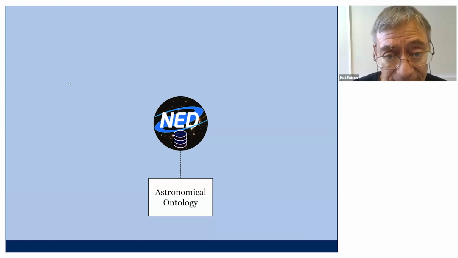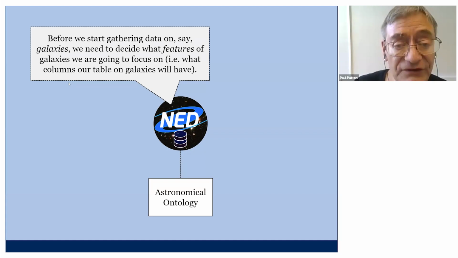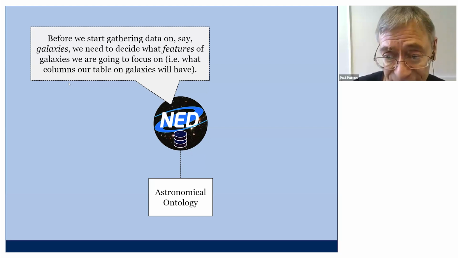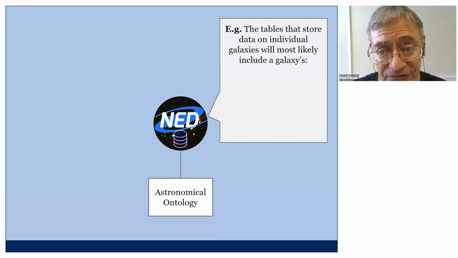Now let's look at this in a bit more detail. Before we start gathering data on something like the features of galaxies, we need to decide which features of galaxies we're going to focus on, and that's the standard ontology. Now, in this case, the features of interest are sometimes picked out by Big Bang cosmology in part, and we can think of some of those things.